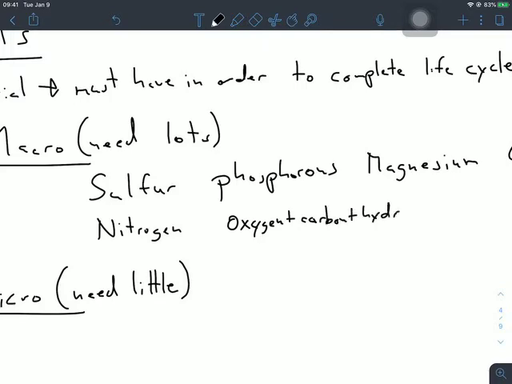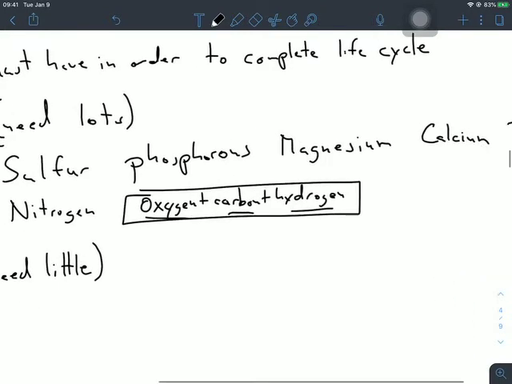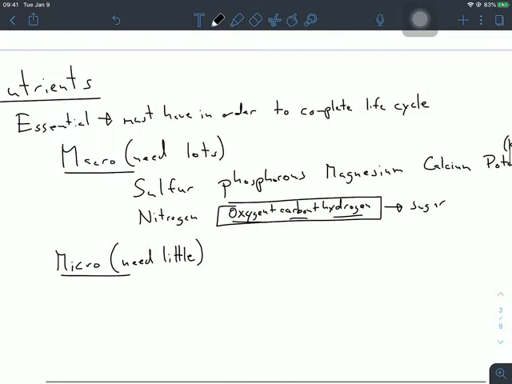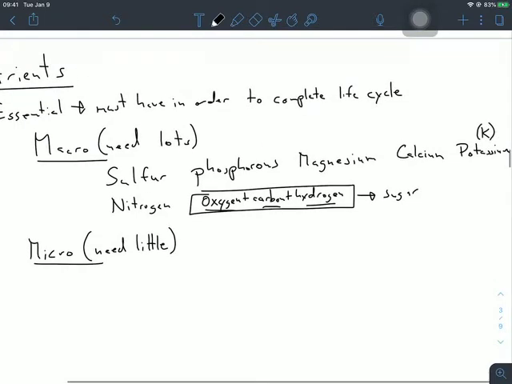I list those three together because the oxygen is derived from water, the hydrogen is derived from water, and the carbon is derived from the air. These are the major backbone of sugar. So yeah, duh, they're needed in large amounts because everything in a plant is made of sugar, or pretty much everything. So those are your macronutrients, things a plant needs a lot of in order to grow correctly.